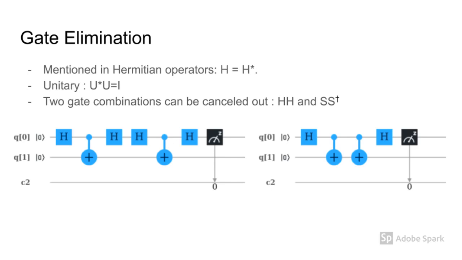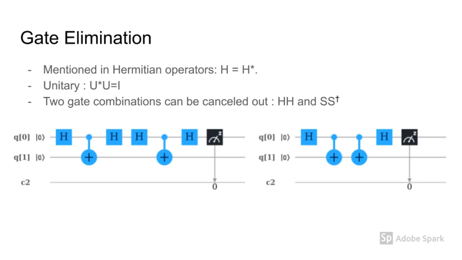Whilst measuring the states, we need to align them with the z-axis on the Bloch sphere. Since the Hadamard gate is a Hermitian operator, its Hermitian conjugate is equal to itself. So when we have two successive Hadamard gates in a circuit, we can cancel them out.